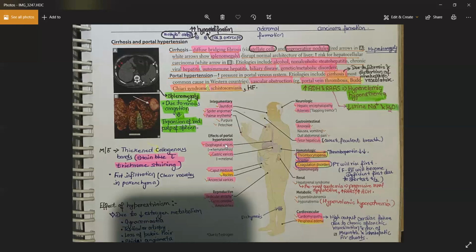It might depend upon the stage also. If you get Budd-Chiari syndrome, then in the initial stage everything would be normal, right? In the later stage only, you will get the ascites. But in case of portal vein thrombosis, at a very early stage, you will develop the ascites. It might be saying something like that. Just send me the question. We'll discuss that.